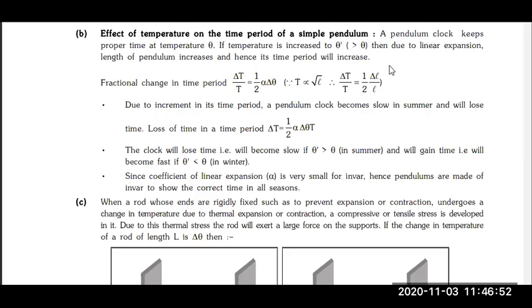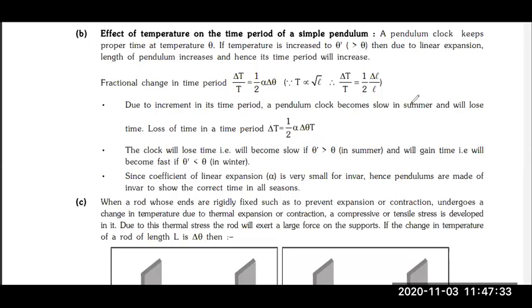So obviously, if temperature is increased, length will change. So when you talk about change in time period, the change in time period is given by 1 by 2 delta L by L. And this delta L by L is nothing but alpha delta T. We have already covered this kind of question, that what will happen if you go from the equator to the north pole or the temperature is increased. What will be the change in time period, and all those things will be asked in this concept.